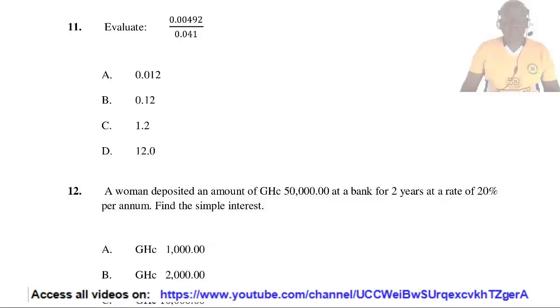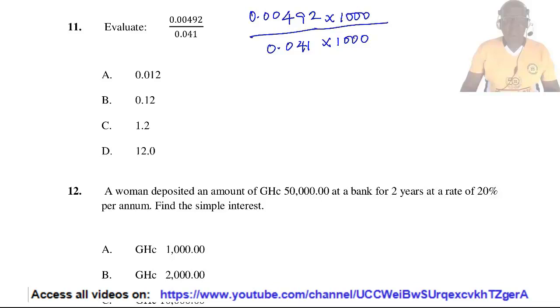Question 11. Evaluate 0.00492 divided by 0.041. That is 0.00492 divided by 0.041. We shall multiply the denominator by 1000 to convert it to a whole number, and then the numerator also by 1000.